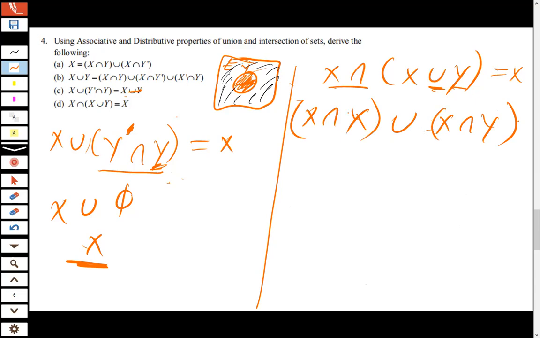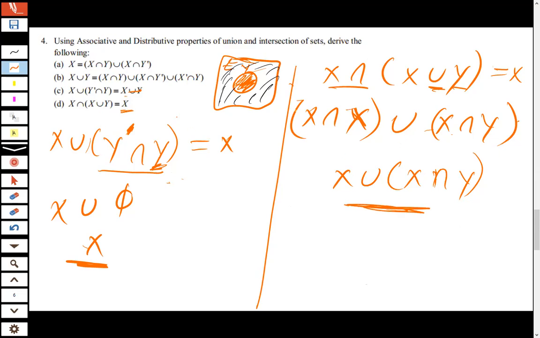Let's see. This is an error as well. X intersection X, the answer is simply X. And then union X intersection Y. This will just remain like this. So even that one was just an error. It wasn't supposed to give you X.